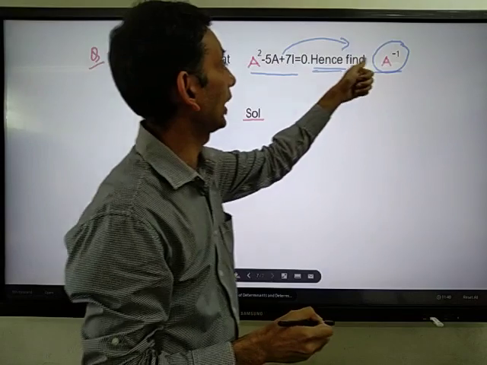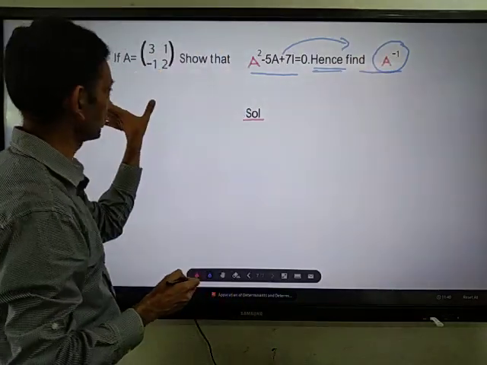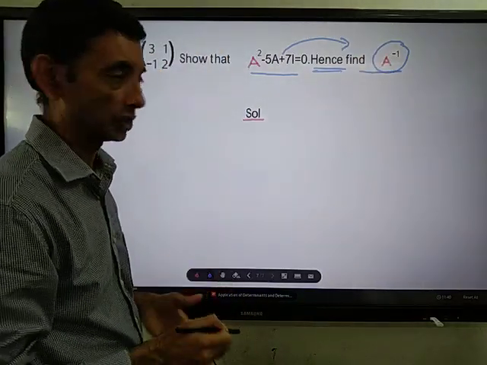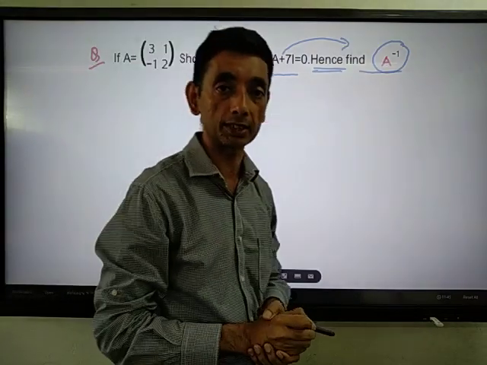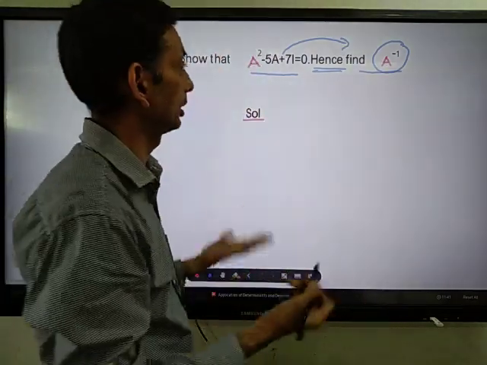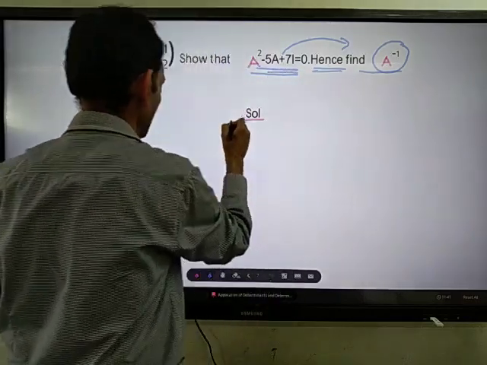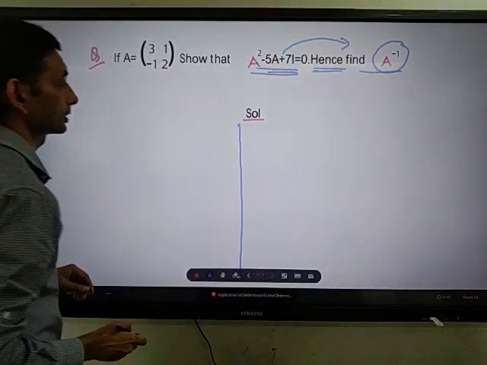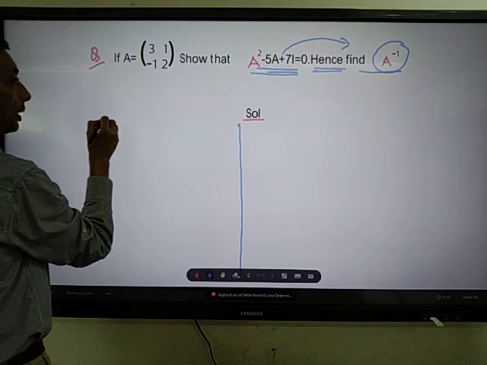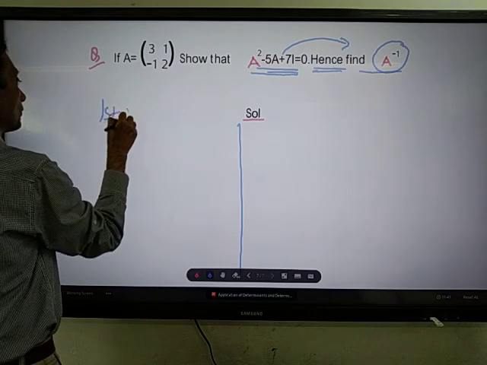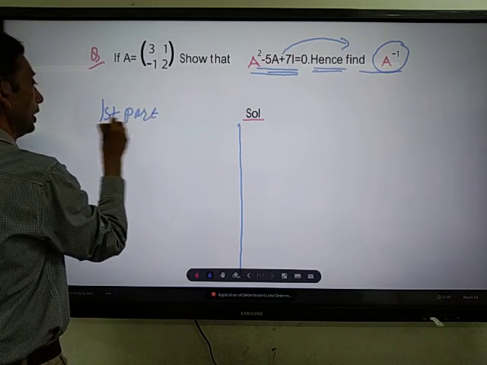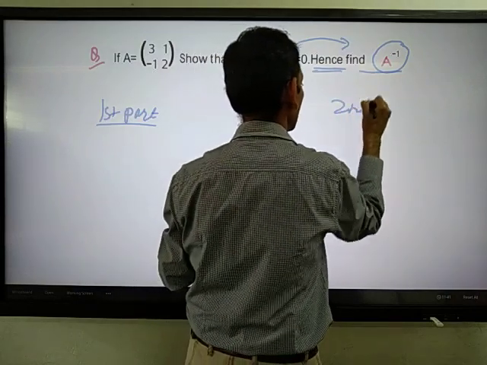Please don't find A inverse directly from this matrix using the formula, that is 1 by determinant A times adjoint of A. Please don't go with that method. You need to use this particular equation. So first we'll divide this answer into two parts. That is our first part. This is the first part of the answer, and we will solve the second part.